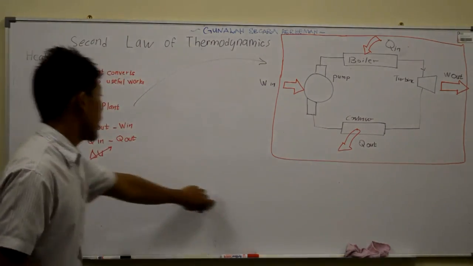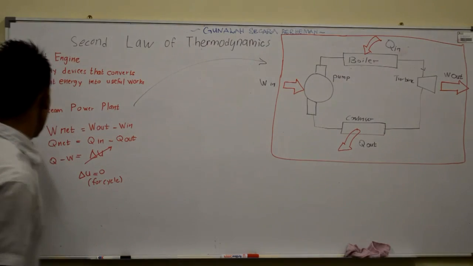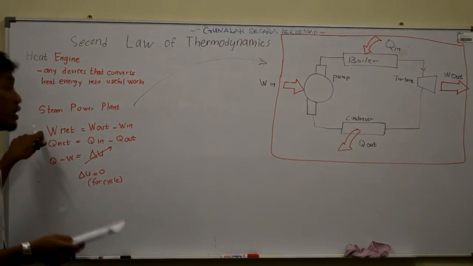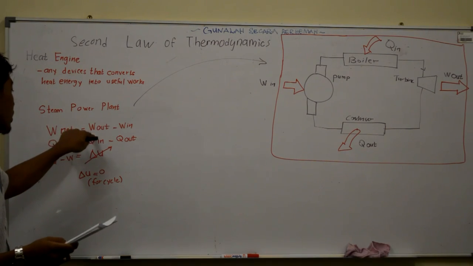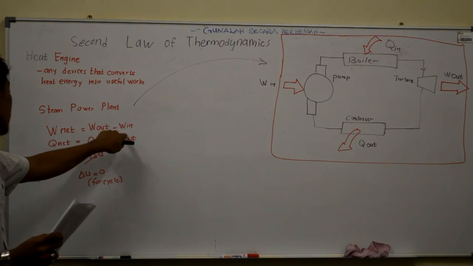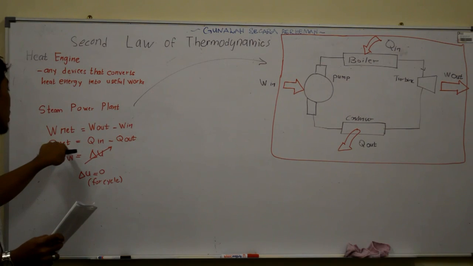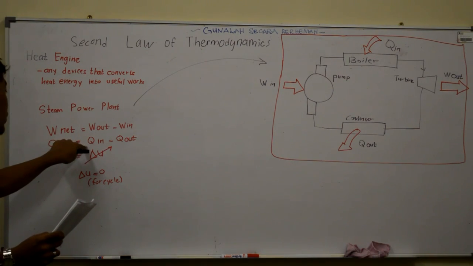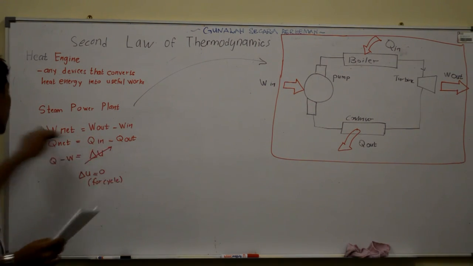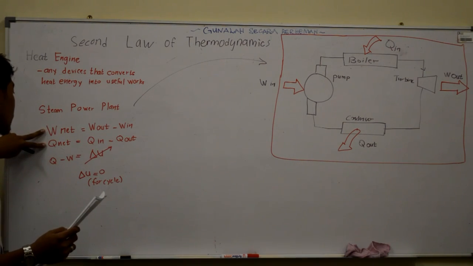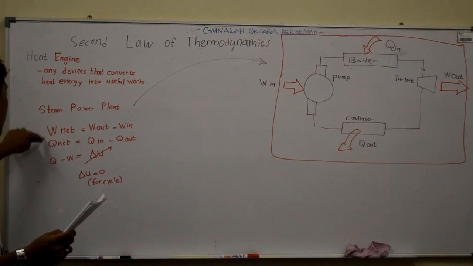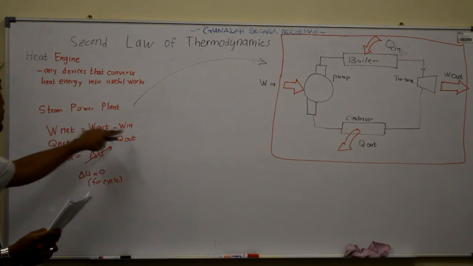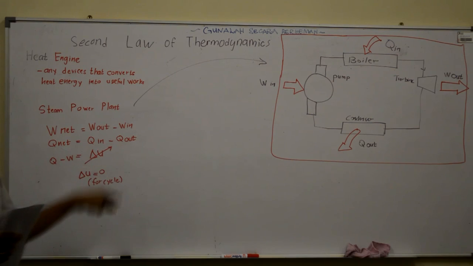Then at the Q in, we will use this formula, which is how to find the net work. The net work is work output minus the work input, and then the heat net, how to find it, is just Q in minus Q out. So these two formulas are just inverse of each other for the work and the Q net. So to find work net it is out minus in, and the Q net is in minus out.